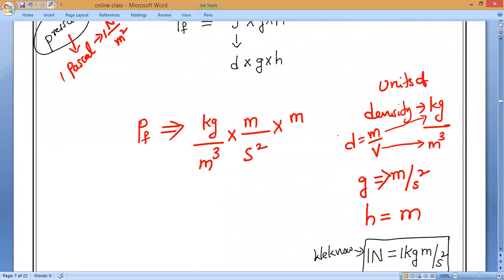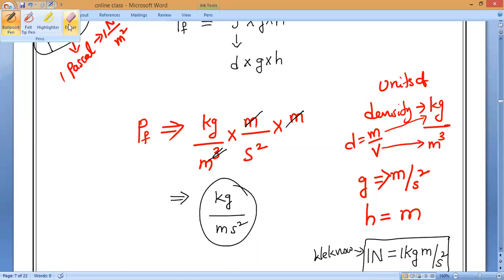Now, if you do not have proper awareness, then what we would do is cancel 1 meter with 1 meter, 1 meter with 1 meter. Finally we would say it is kilogram meter second square. Is it the unit of pressure? No, sir. What is the unit of pressure?